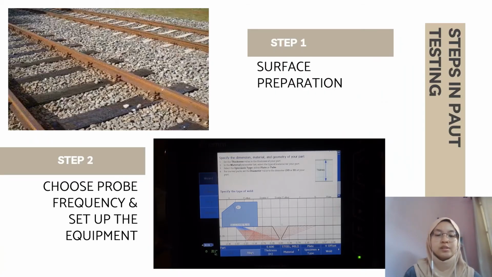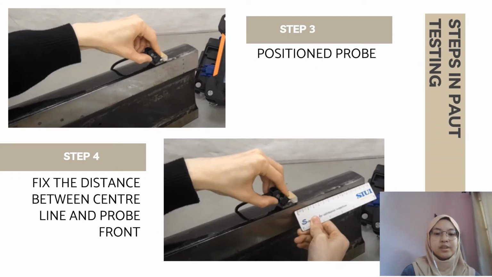Now we proceed to the steps of the procedure in PAUT testing. The first step is surface preparation, where we set up the component to be inspected. The second step is to choose the right probe frequency according to the thickness of the component and set up the equipment. Step number 3 is where we position the probe on the component where we want to inspect. Step number 4 is to fix the distance between the center line of the component to inspect and the probe front.